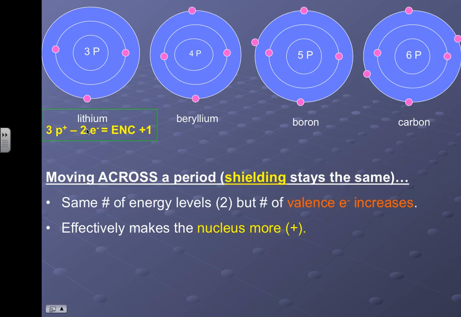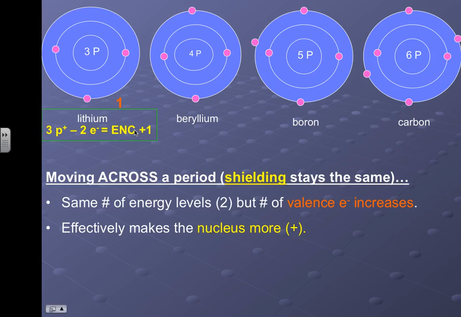Those 2 electrons are these inner electrons. They're the first energy electrons. They're called core electrons. And that only leaves my 1 electron, my 1 valence electron, kind of out in the dust. So you do a subtraction here. The 3 protons minus 2 core electrons will give me an ENC of +1.